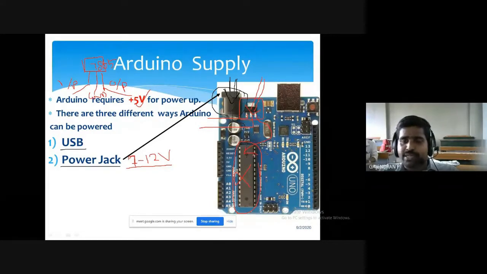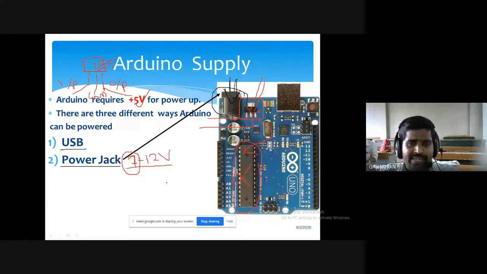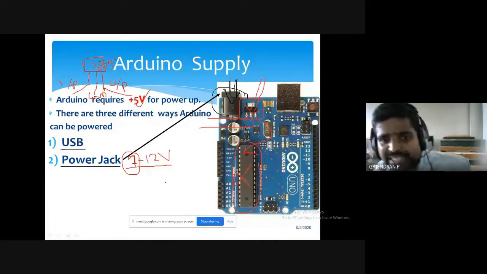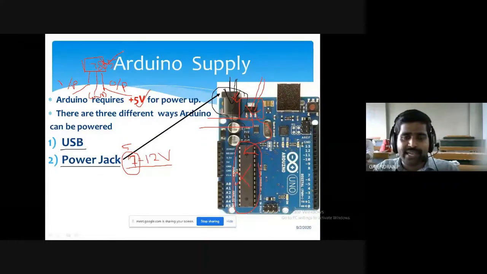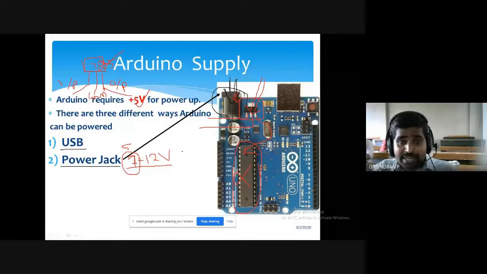supply to my controller. Then why 7 volt? Why not exactly 5 volt? That is your Viva question. Please prepare. Next class I will ask. Why can't I give exactly 5 volt in this power jack pin? The idea and hint: download the 7805 IC and find the minimum voltage we need to apply to this IC. Next class, anyone remember me? I will ask, then you need to answer.